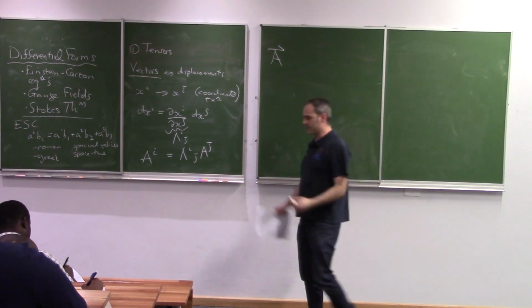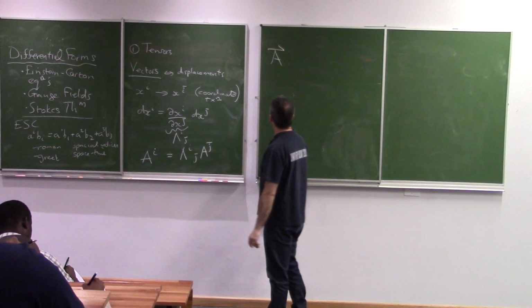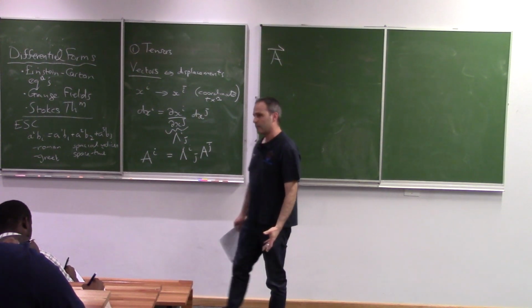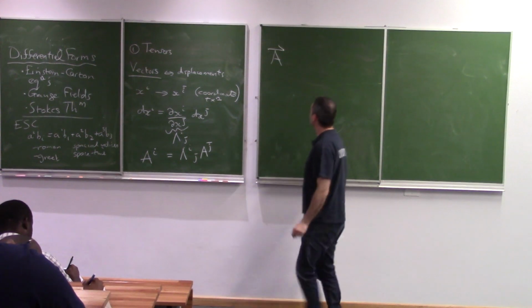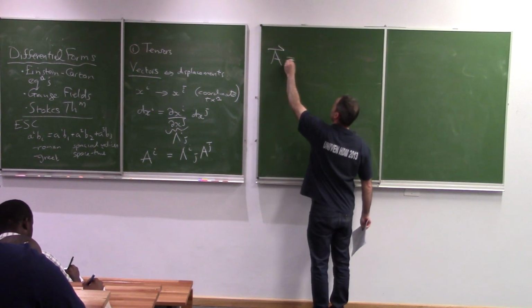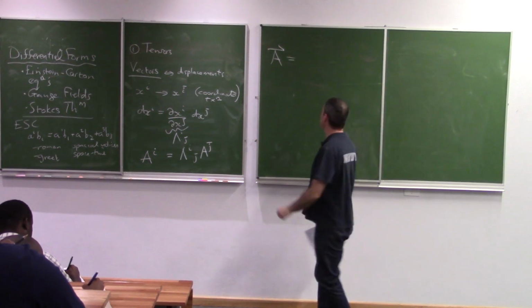Now, we think of the vector as something independent of the coordinate system. So it shouldn't matter which particular coordinate system I use, what the components of my vector are. Let's say I have a particular set of basis vectors.